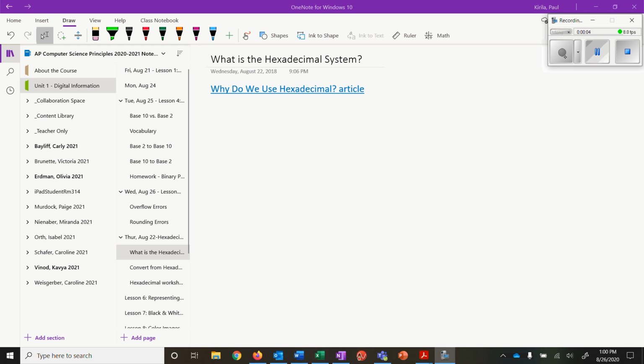All right, so hexadecimal. This is not part of the AP exam. However, it is incredibly useful within the computer science career field.